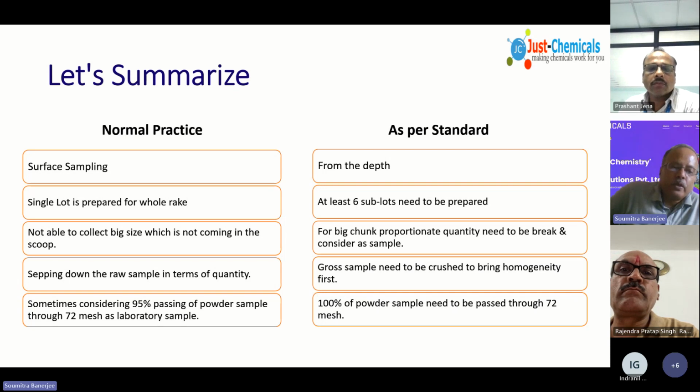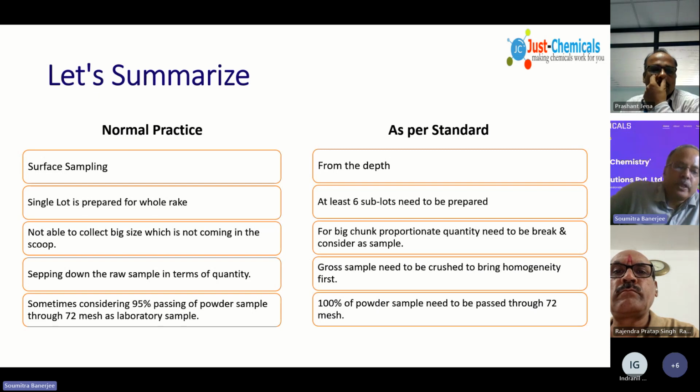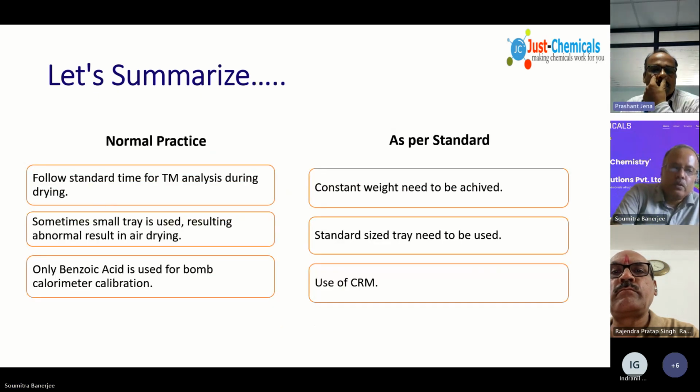Stripping down the raw sample in terms of quantity: as per standard, the gross sample needs to be crushed first to bring homogeneity. Again, a normal practice is sometimes to consider 95% passing of the powder sample through 72 mesh at laboratory sample, whereas actually 100% of the powder sample needs to pass through 72 mesh. And then about total moisture analysis, we follow standard time, whereas we need constant weight to be achieved.